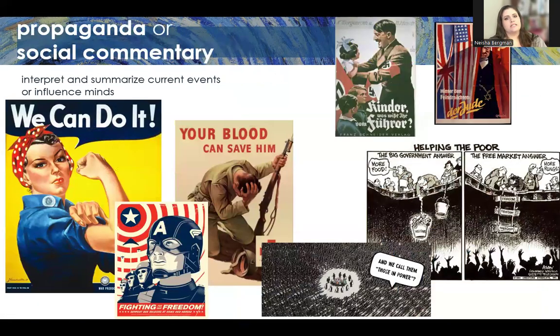Propaganda or social commentary. Y'all, we use art to win people to our side. We can do it. Captain America started off as propaganda. Your blood can save him.